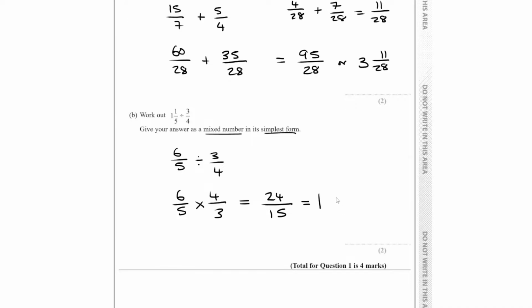1. Remainder 9. Now obviously then I would simplify this fraction, right? 9/15, that's a little bit easier to simplify. You should get 1 3/5. So nice 4 marks to start with.